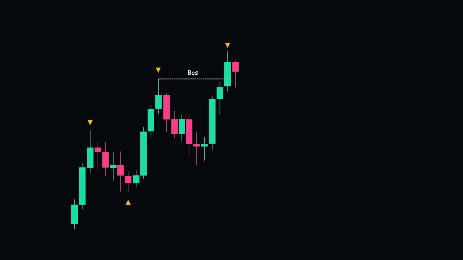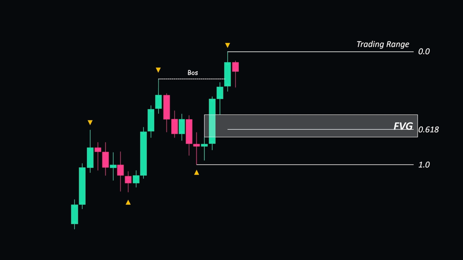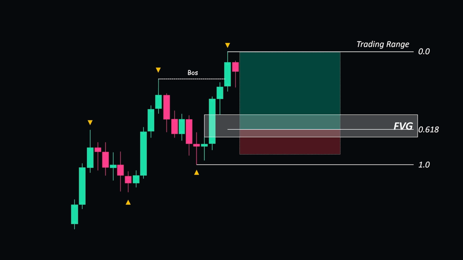We mark our range from the swing low to the new high, and then wait for the price to retrace into that area. The best idea is to look for a rejection inside the 618 Fibonacci level or from a fair value gap. Then we enter the trade, targeting at least the previous high. This is one of the safest and most consistent ways to trade in a trend.